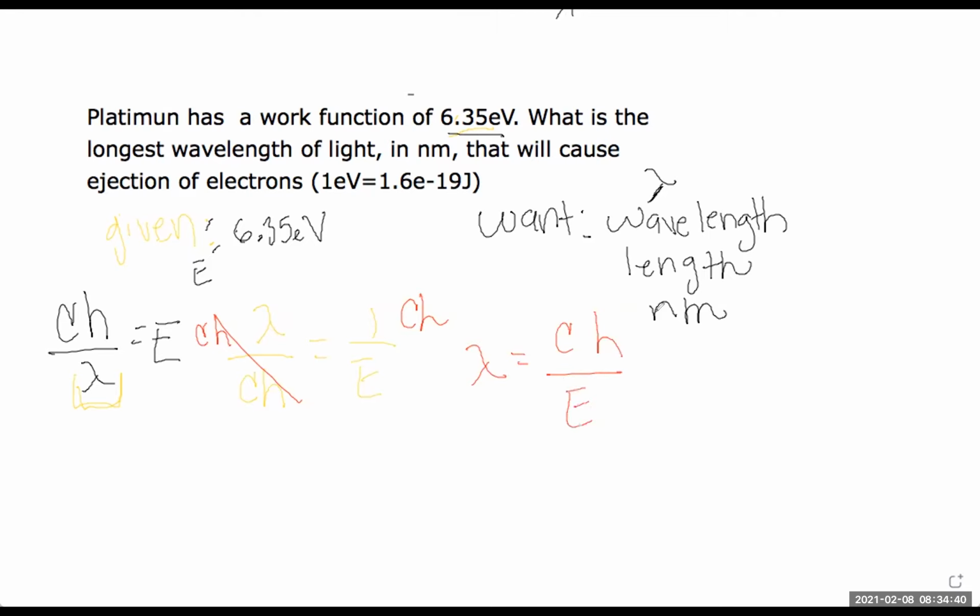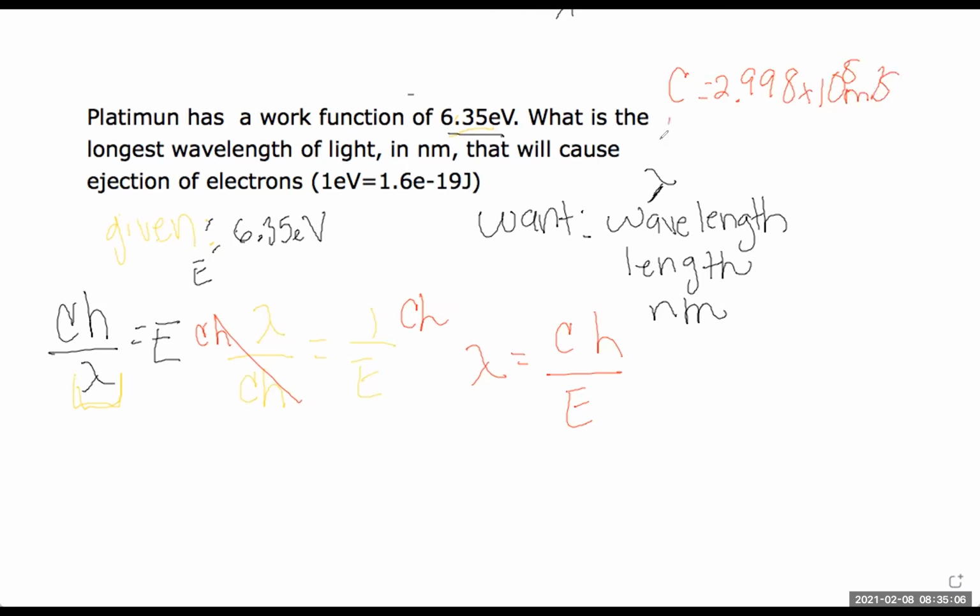And C stands for what again? Speed of light. And the speed of light is equal to 2.998 times 10 to the 8. And what are our units? Remember, units are very important. Meters per second.